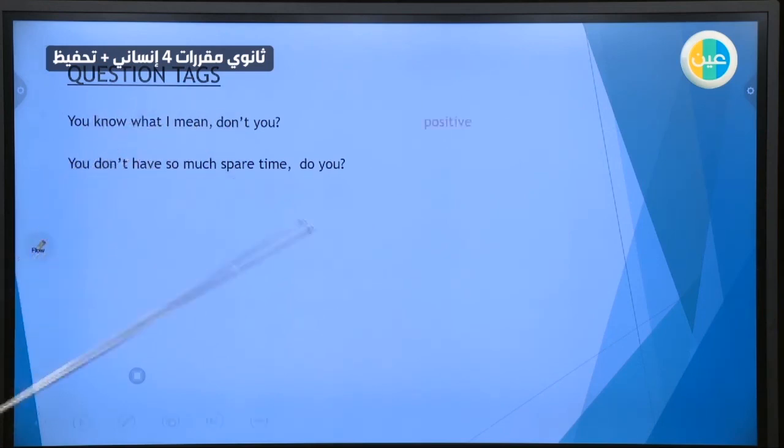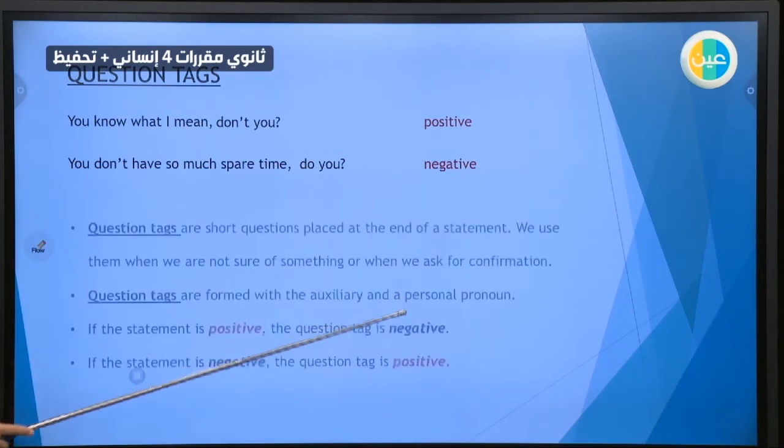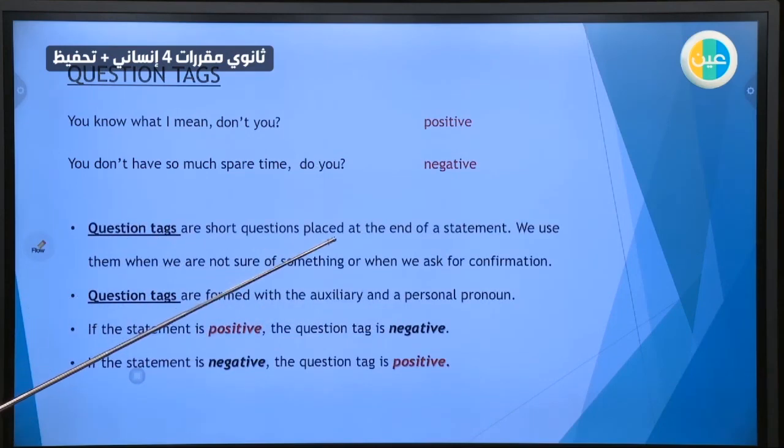Look at the sentence here. It is positive. It doesn't contain any negative. So with the question tag here, it must be negative. Whereas the negative sentence, you don't have so much spare time, the question tag must be positive. The opposite means, if the sentence is positive, the question tag must be negative. If the sentence is negative, the question tag must be positive. Question tags are short questions placed at the end of a statement. We use them when we are not sure of something.